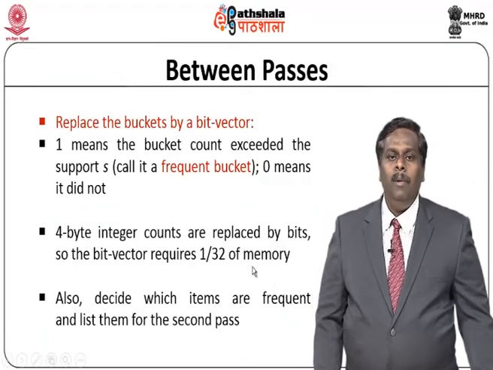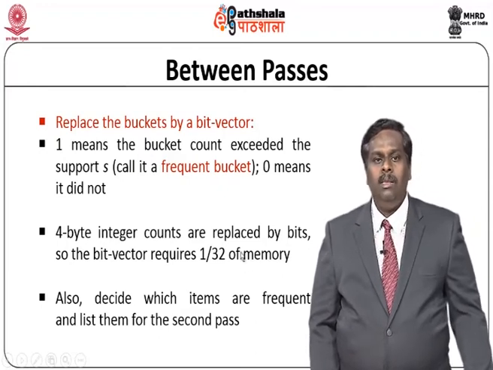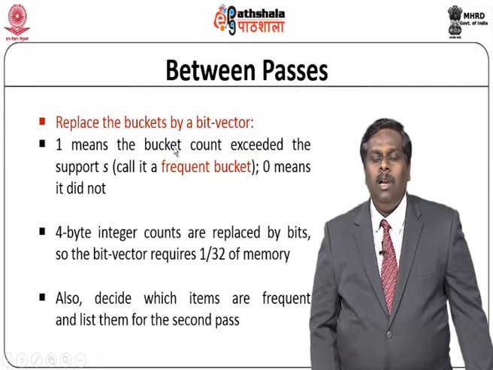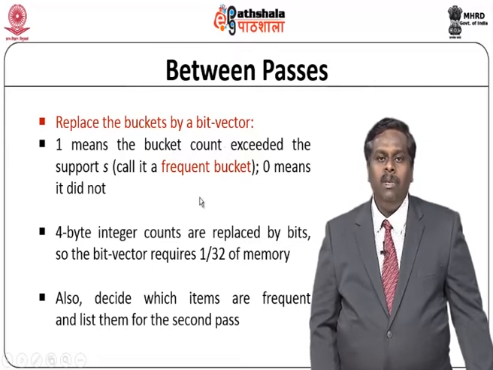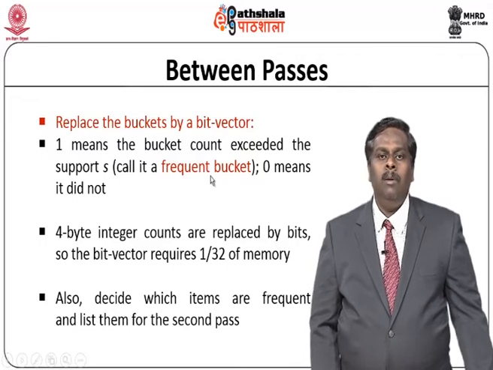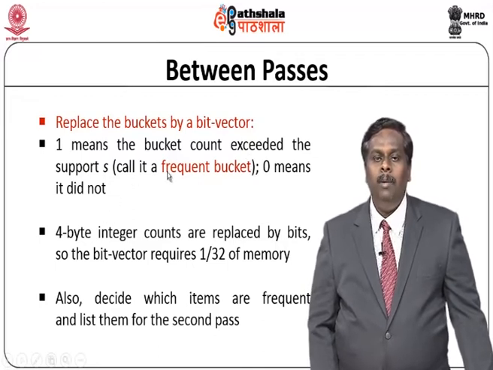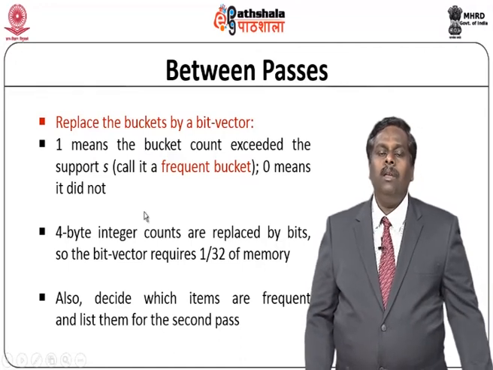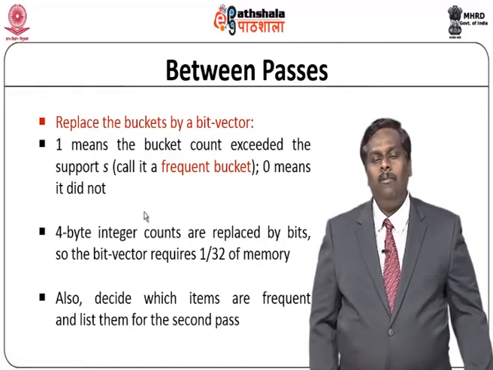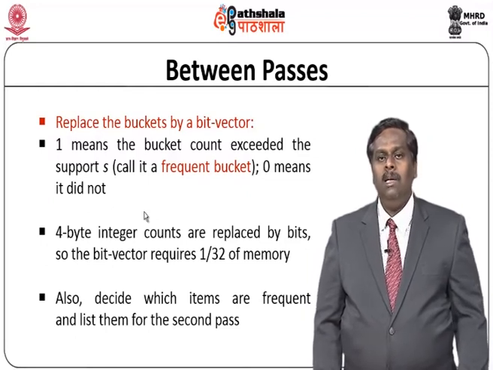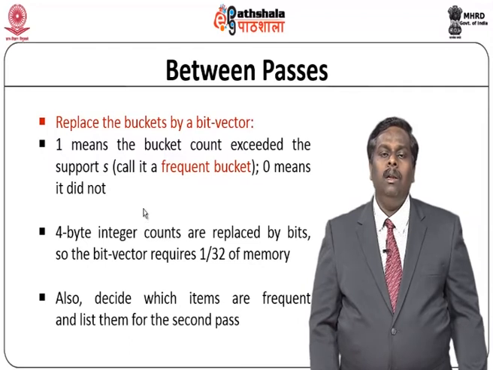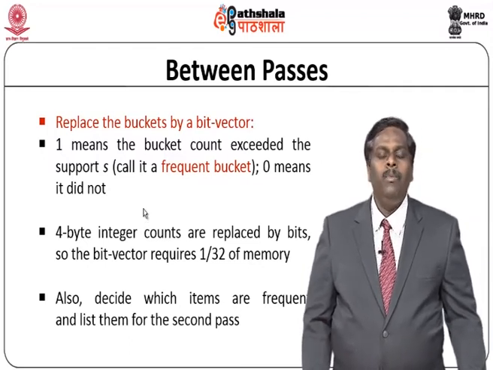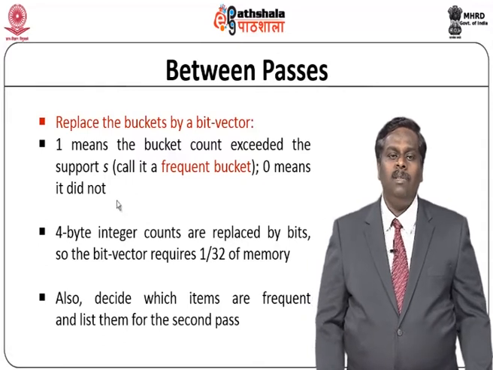Now, what may happen between the passes? Suppose you replace the buckets by bit vectors, that is, a binary vector which will have a value 1 if that particular bucket is frequent, else it will be represented by a value 0. So, I am going to map each and every item pair to this bit vector, indicating whether it belongs to a frequent bucket or not. Now, instead of working on the count, which is represented by 4 bytes of information, we are reducing that to a single bit, which is almost 1 by 32 of the memory. So, we are minimizing the quantum of memory which is going to be used in between the passes.